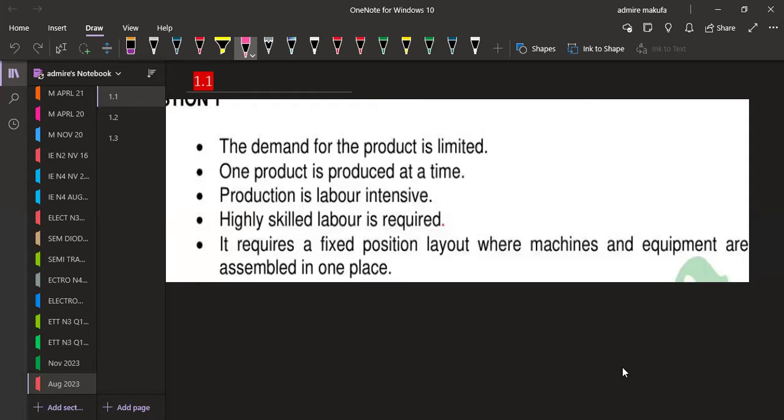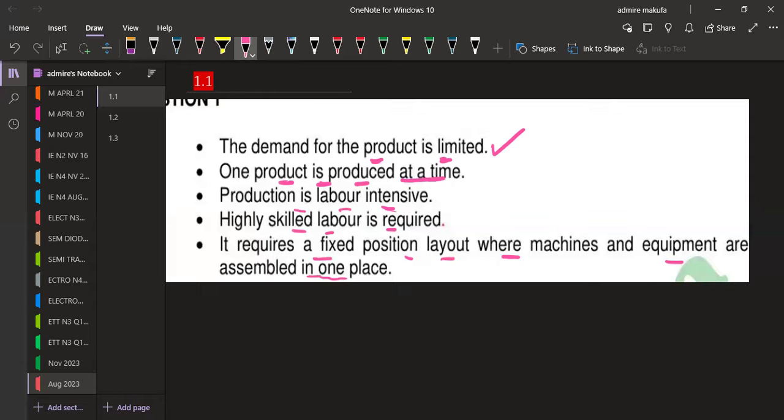So we are having, all right, the demand for the product is limited. One product is produced at a time. That is the individual production. That is the major part for our individual: one product at a time. So the production is labor intensive, highly skilled labor is required. It requires a fixed position layout where machines and equipment are assembled in one place. So that is the idea there.